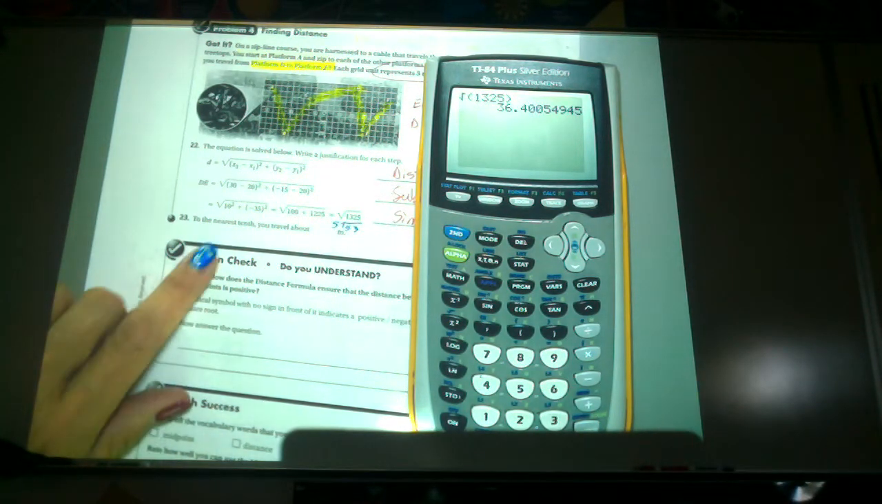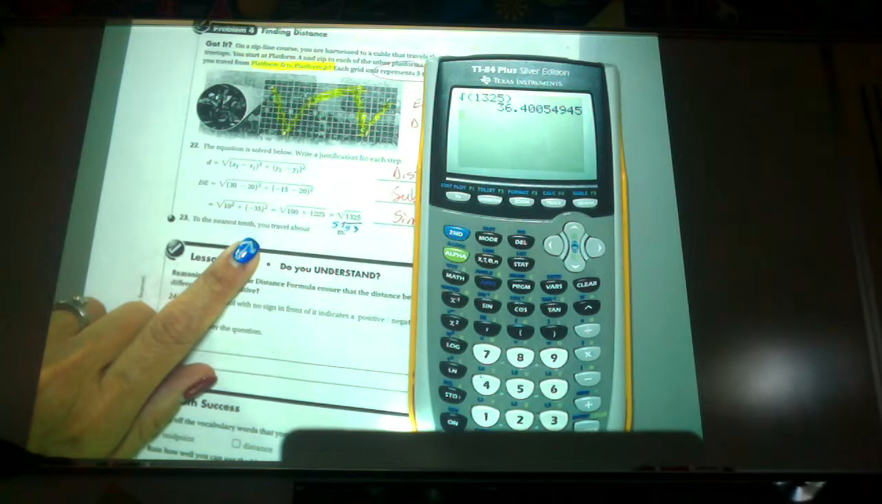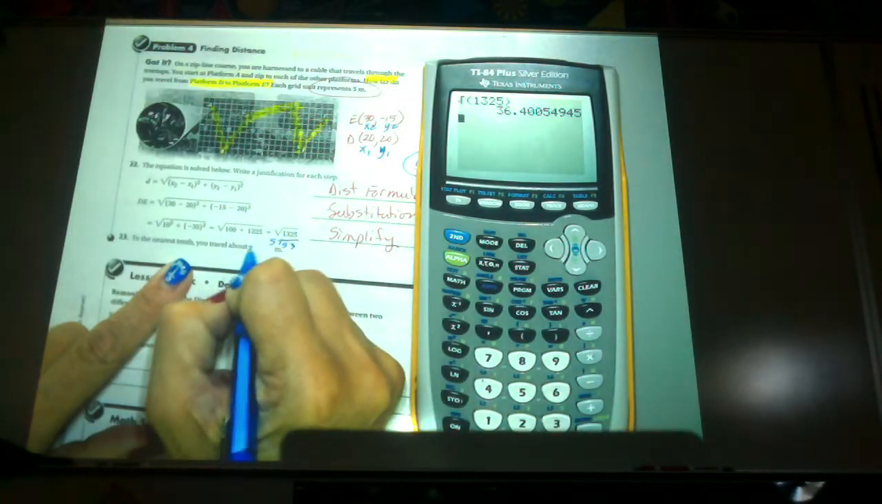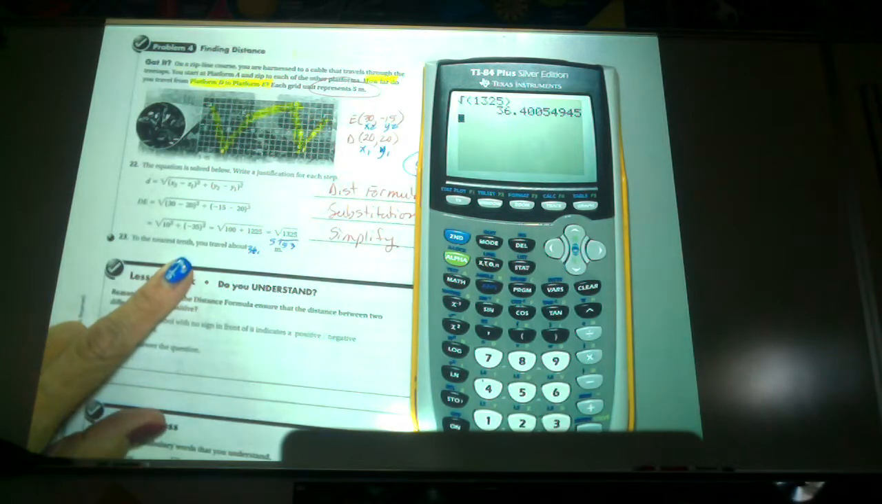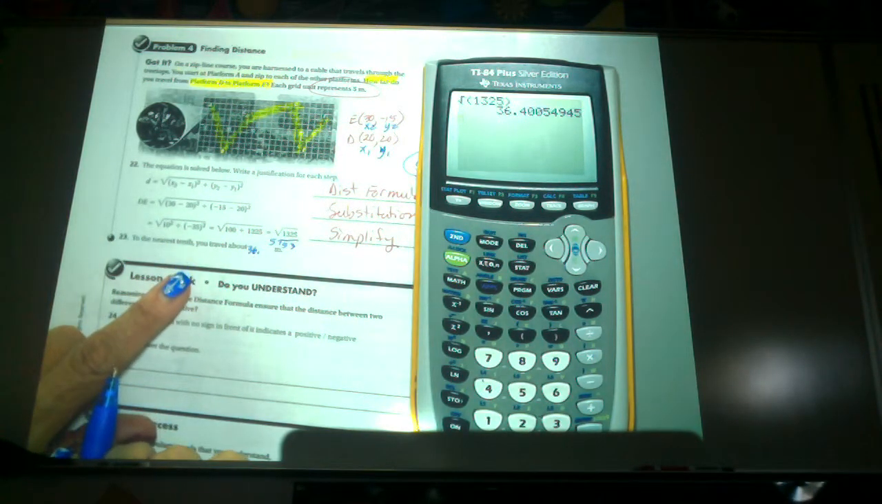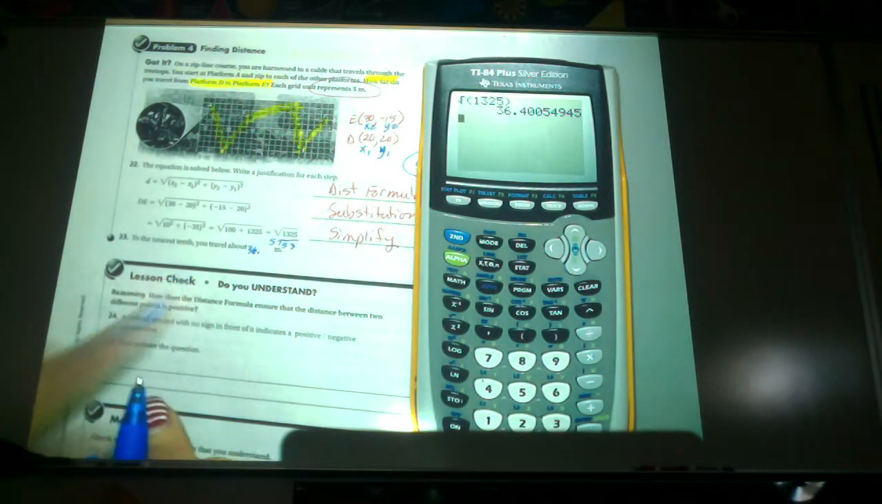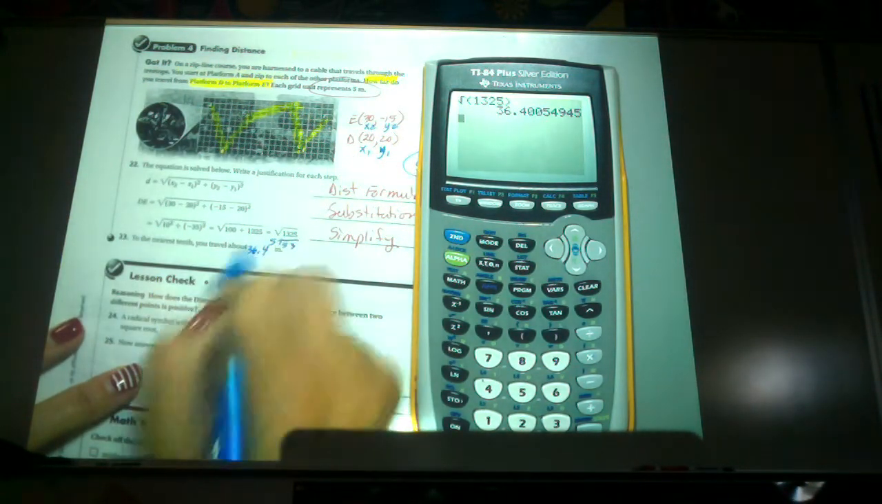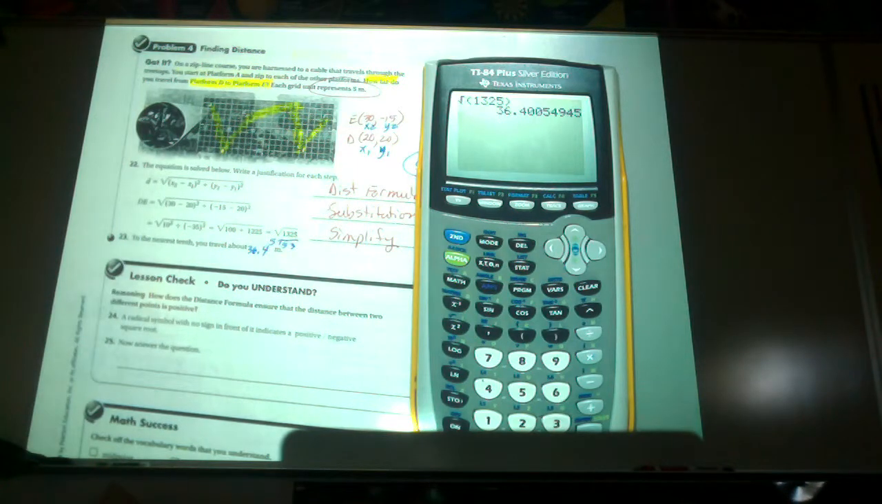And they want you to go to the nearest tenth. So 36 point, what? What are you going to round it to? Is it a 4? Is it a 5? Okay, so the nearest tenth has one decimal place. There's a 0 next to the 4, so it stays a 4. If it's a 5 or higher next door, that's when you bump up.